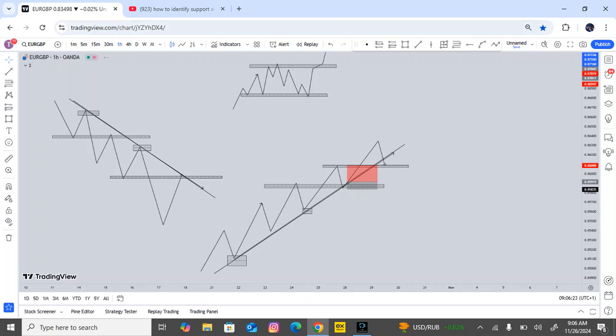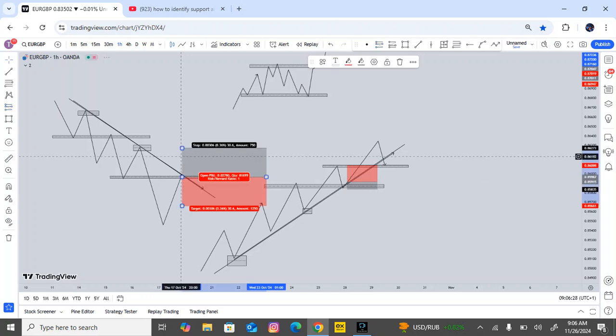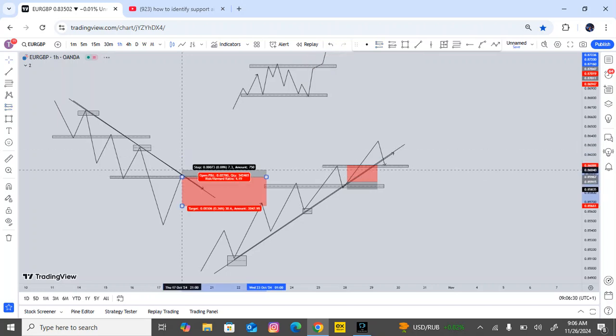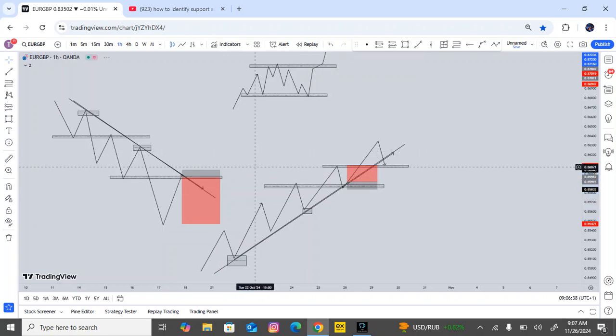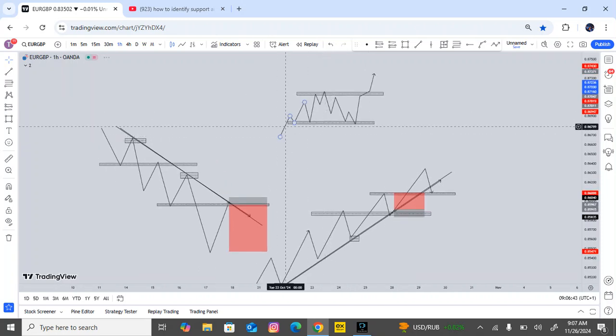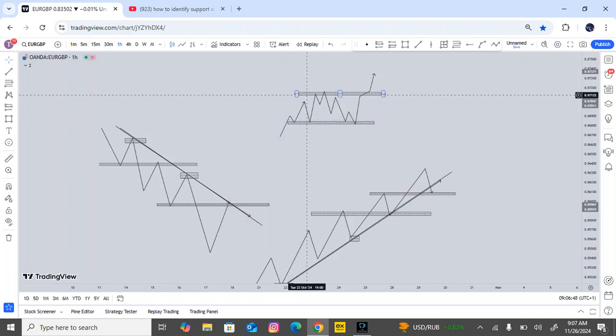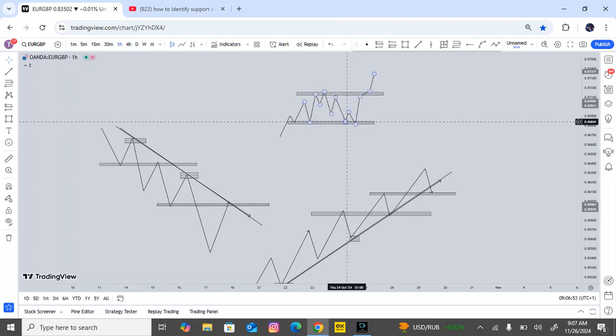Same thing with the sell, targeting the next low. So this is how you find trading opportunities using support and resistance and also using the trend line. Also right here, as you can see, this is the support. Price came here and reversed, came back here and reversed. Coming back to this support, you can find a trading opportunity.